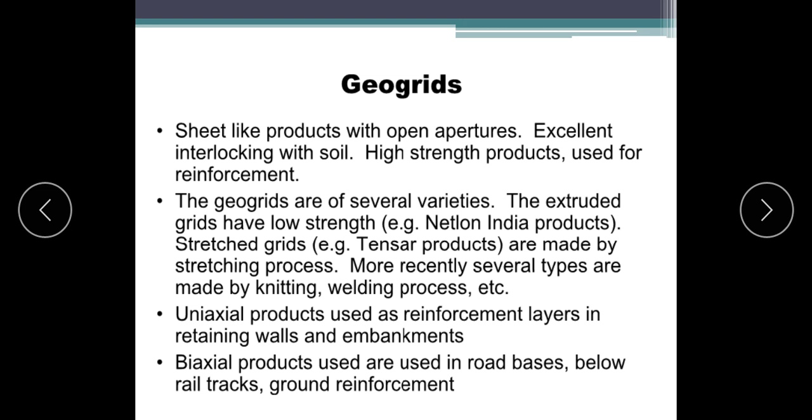So there are mainly two types we have: uniaxially stretched geogrids and biaxially stretched geogrids. Uniaxially means they are stretched in the manufacturing process in one direction, so they take the load or distribute the load in one direction. So uniaxial products we are using as a reinforcement layer in retaining walls and embankments, where the load distribution is in one direction. Biaxial is where the load distribution takes place in more than one direction, like road bases, below the railway track, and as ground reinforcement; we are using this type of geogrids.